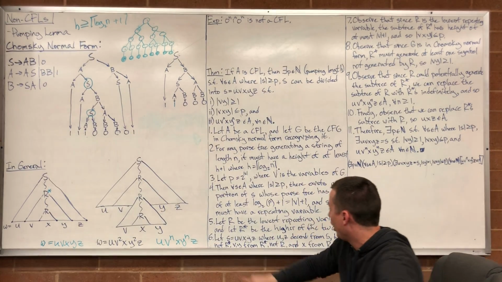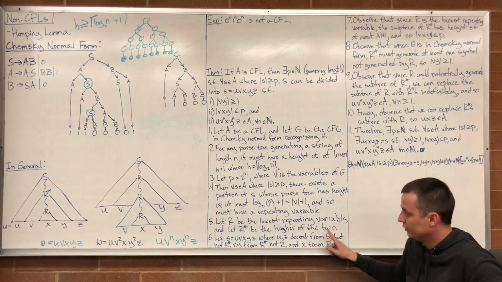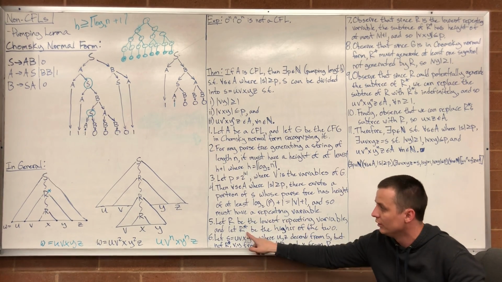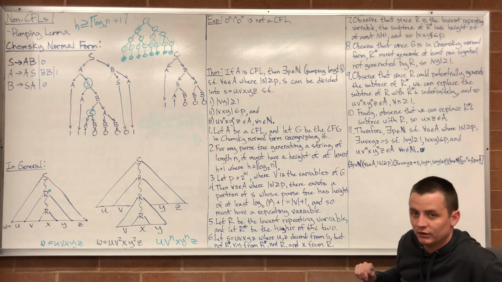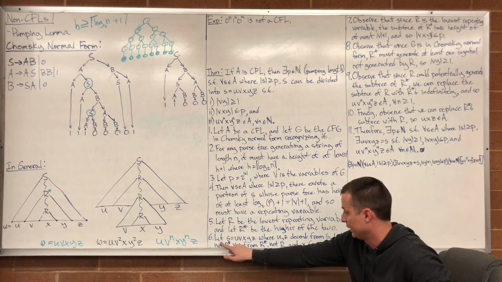So let R be the lowest repeating variable, and let R star be the higher of the two. Since R is a repeating variable, there must be two of them. We call the higher of the two R star. Good so far? Now this is going to follow exactly our picture overlay.